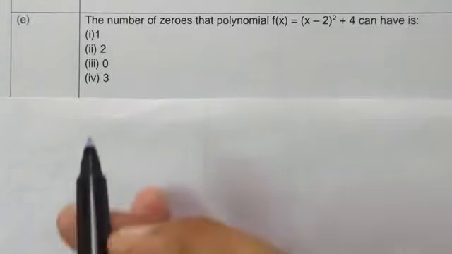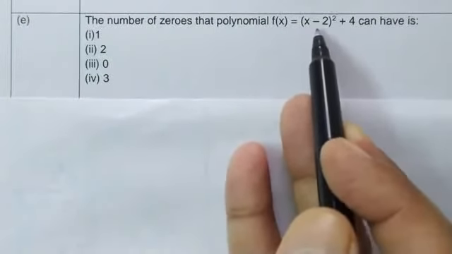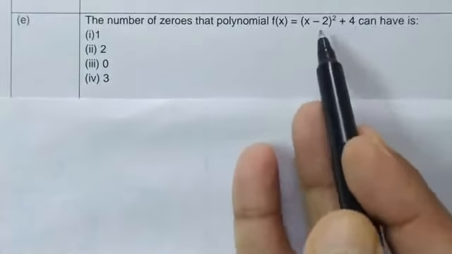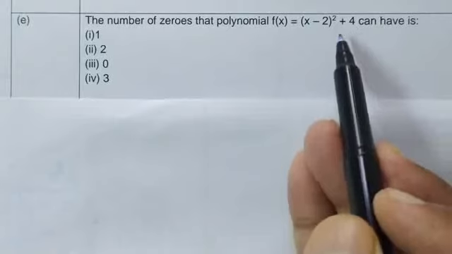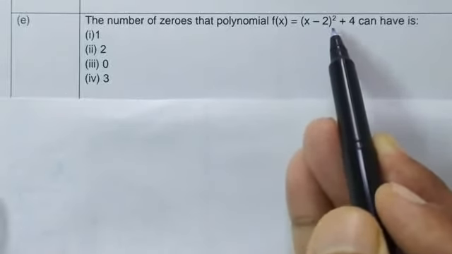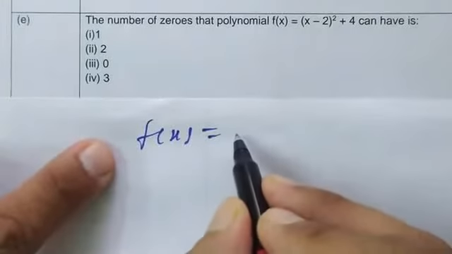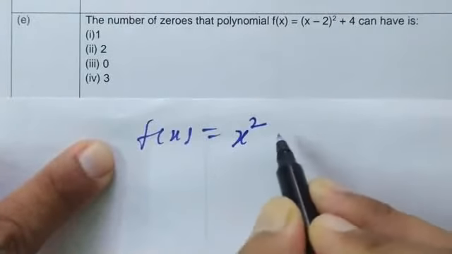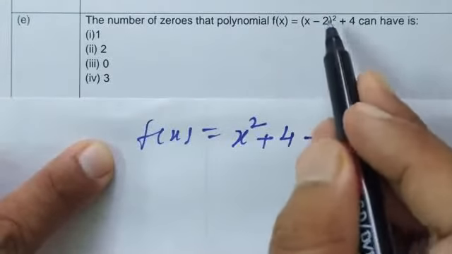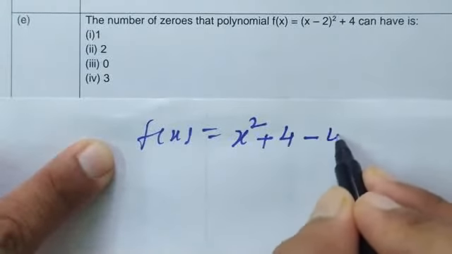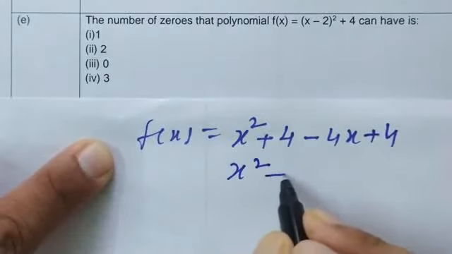Now the last part is the number of zeros that the polynomial f(x) is equal to (x minus 2) whole square plus 4 can have. First of all, we will see what this polynomial is. If you open this bracket, let's see what will be there. (x minus 2) whole square is (a minus b) whole square, a square plus b square minus 2ab. So 2 square is 4, 2 into x is 4x, and then plus 4 is given. So it becomes x square minus 4x plus 8.